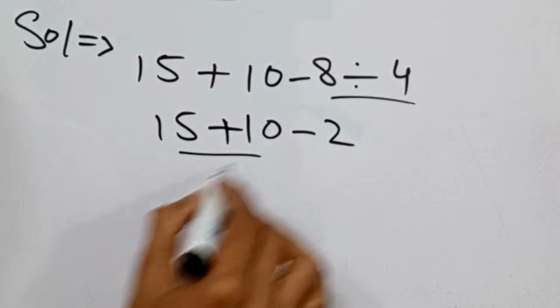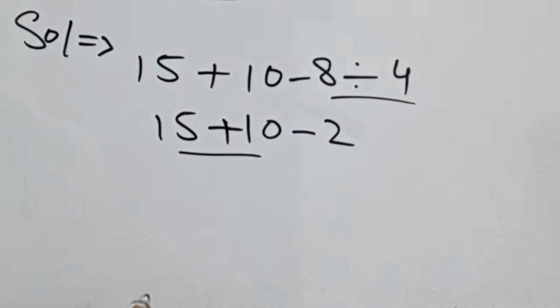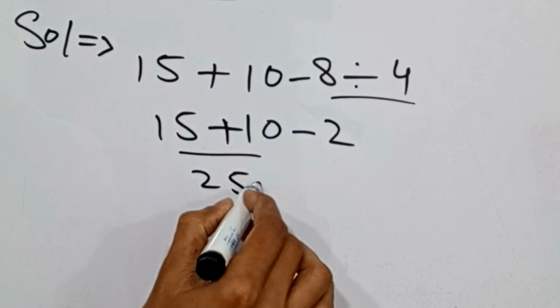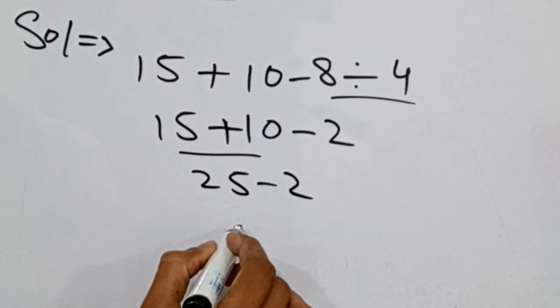Now plus 15 plus 10 equals 25, minus 2, and 25 minus 2 equals 23.